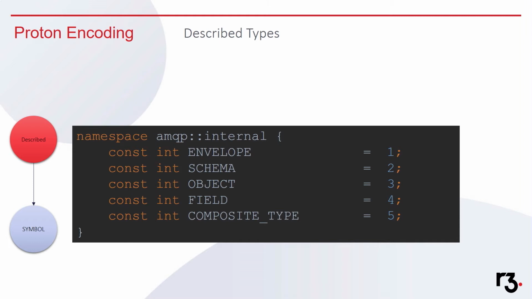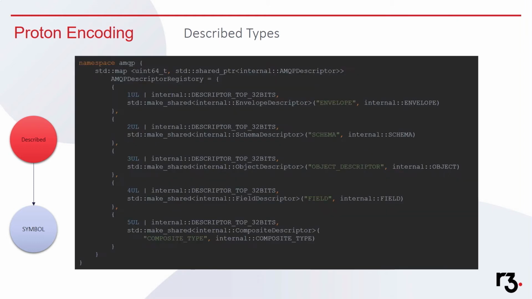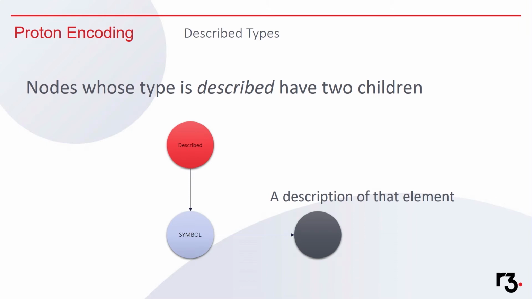Envelopes, schemas, objects, fields, and composite types. And for those interested and who want a sneak preview of some C++ code, this is our descriptor registry in the implementation we currently have. Now, the second part of a described type is a description of what is being described. And we're going to get into that in a little bit.